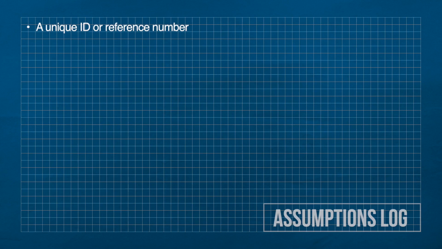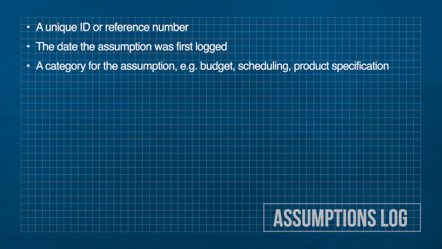Firstly, there's a unique ID or reference number. Then we've got the date that the assumption was first logged. A category for the assumption. You might want to record assumptions as relating to budget or cost, scheduling, or product specification, for example. Of course, each assumption needs a name and a description. So you might go for one field which describes the assumption in simple terms, or you might go for two fields where you have a short name and a longer description.